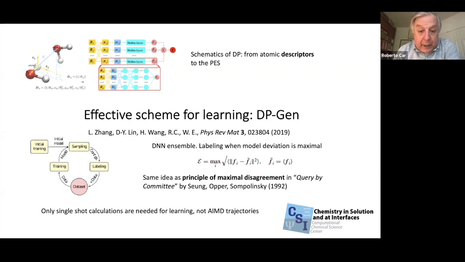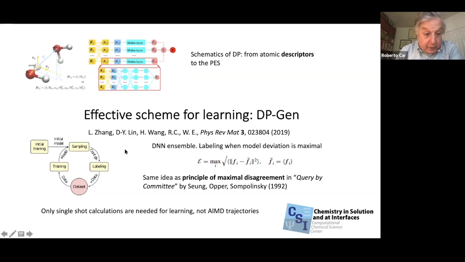We have developed an effective learning scheme called Deep Potential Generator, which is essentially based on this cycle here. We use the concept of an ensemble of neural networks. The loss function that one optimizes when one trains a network has a highly nonlinear dependence on the parameters of the network. So if we start with different initializations of the network parameters, we get different neural networks. These different neural networks are all equally good; they describe equally well the physical property of interest.